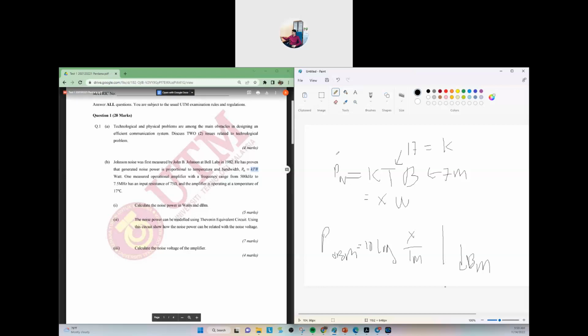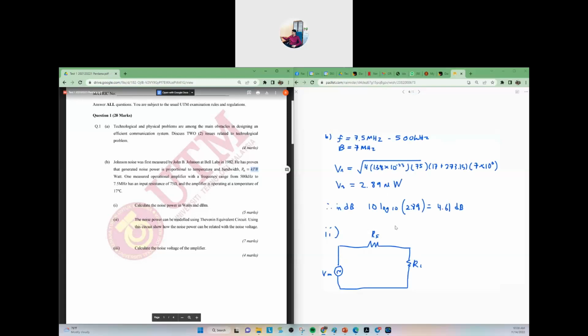So this one is actually noise power, noise power caused by the temperature. The noise power can be modeled using a Thevenin equivalent circuit. Using this circuit, show how the noise power can be related. This one you refer to the slide and the module, the Thevenin equivalent. Then calculate the noise voltage of the amplifier.